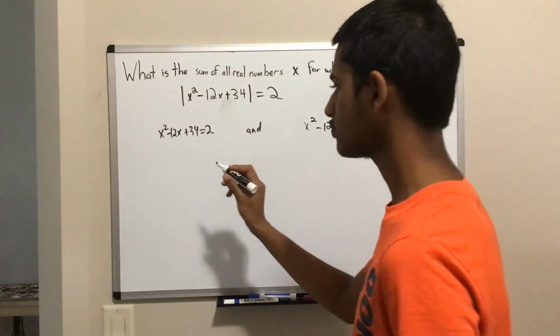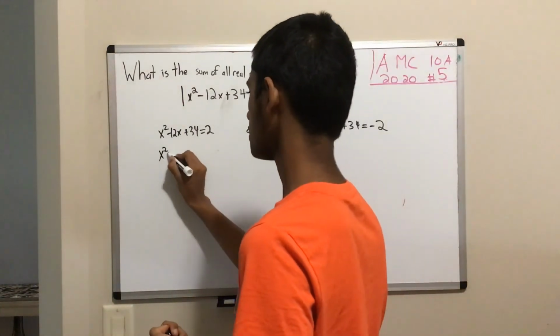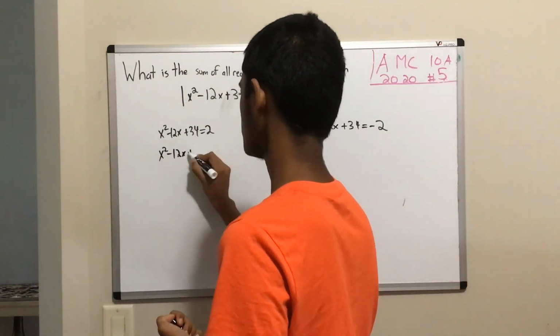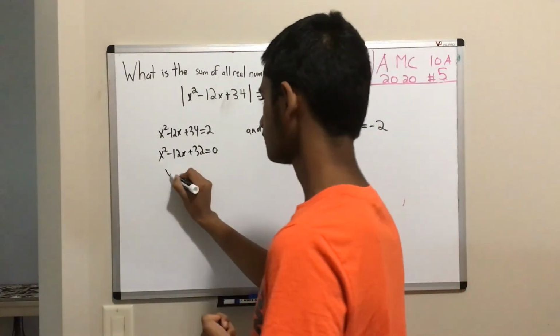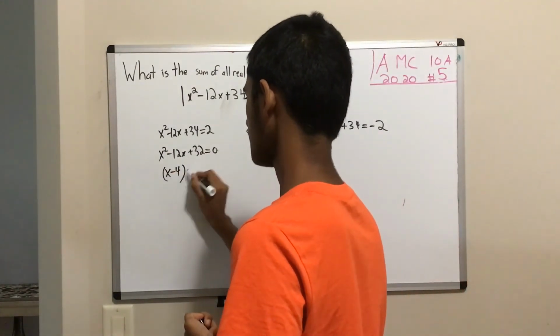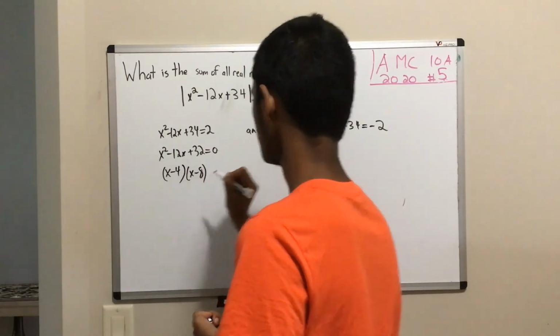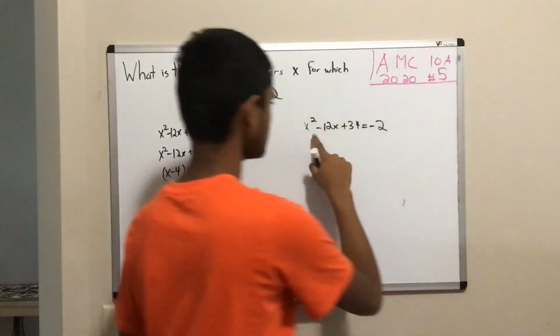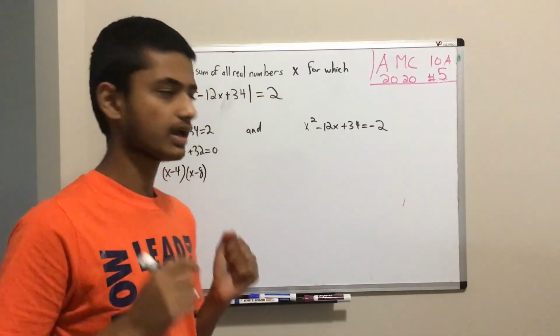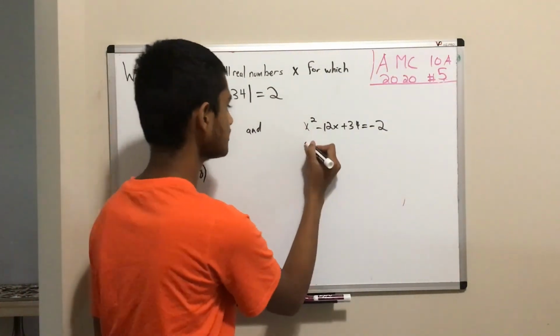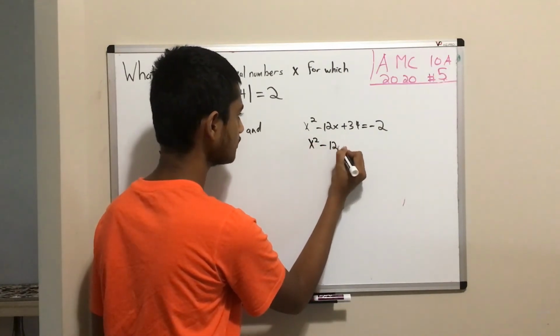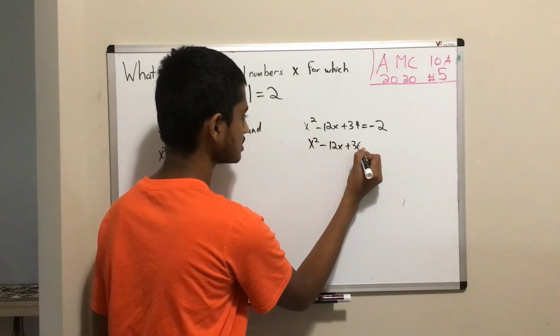So when we subtract 2 from both sides, this leaves us with x squared minus 12x plus 32 is equal to 0. And this can simply be factored into x minus 4 times x minus 8. And on this side, we have x squared minus 12x plus 34 is equal to negative 2. The way we can solve that is to add 2 to both sides, leaving us with x squared minus 12x plus 36 is equal to 0.